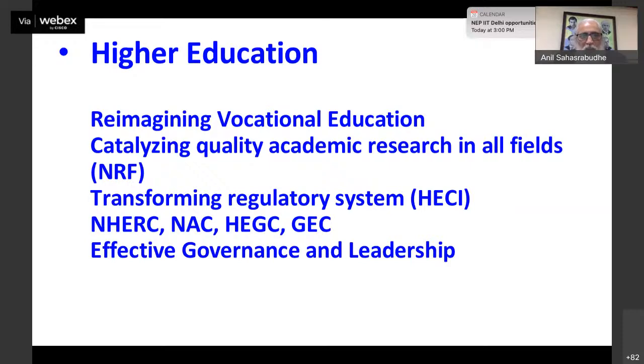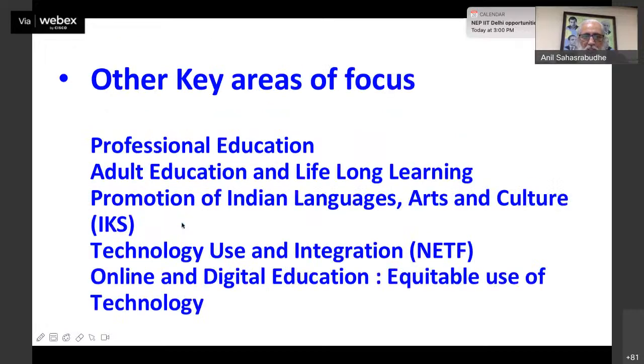The last one, the important thing, is effective governance and leadership. We have all found that we lack leadership in our higher education institutions. There are several problems in different institutions, strikes, etc. So how to have effective, transparent governance with good leadership. We already have a few examples of training of faculty, but anyway, this is also one of the important key areas.